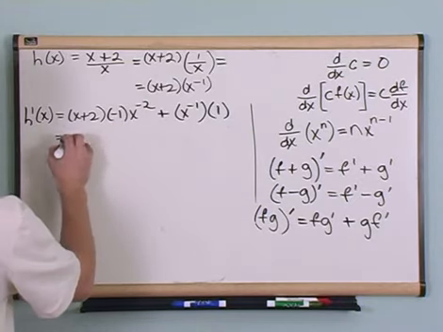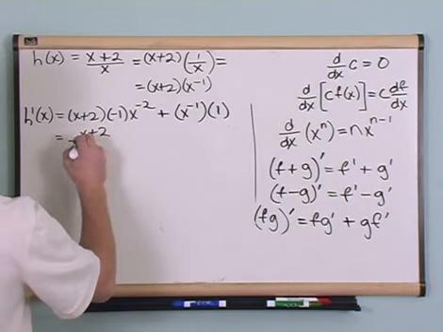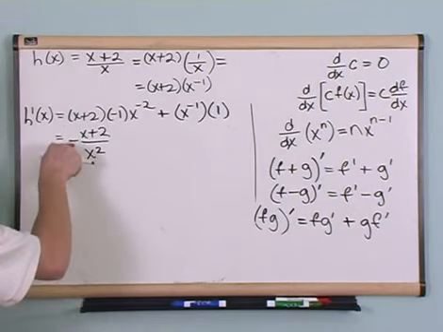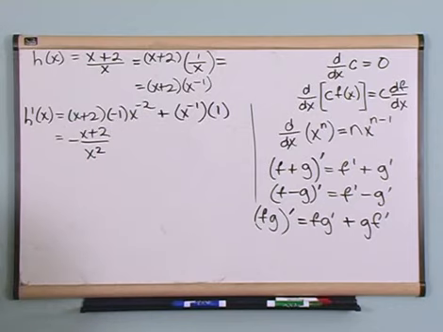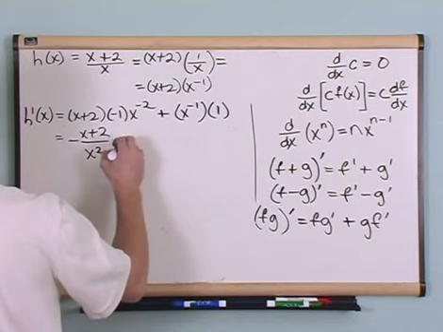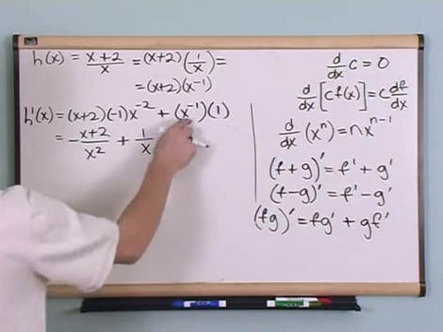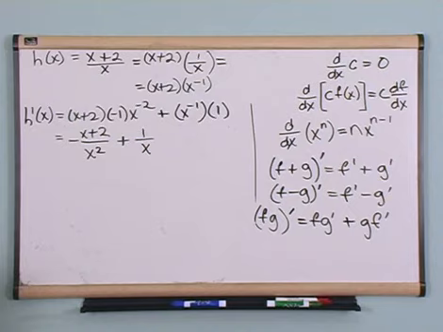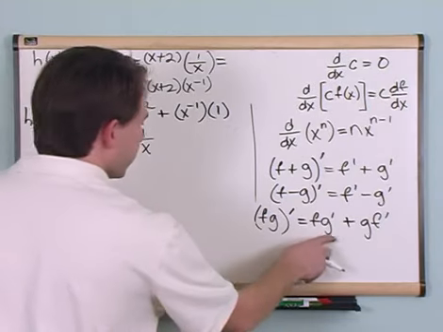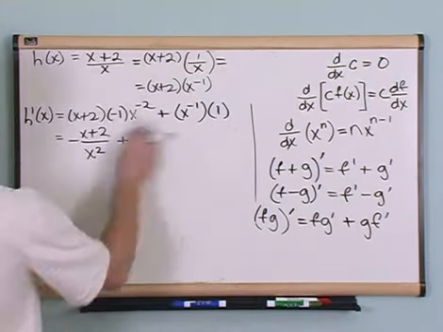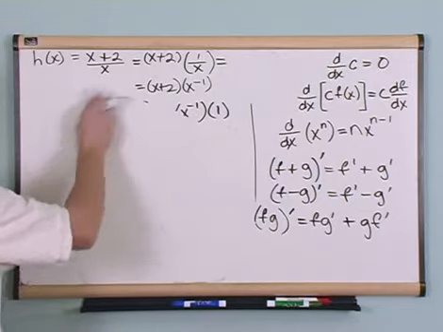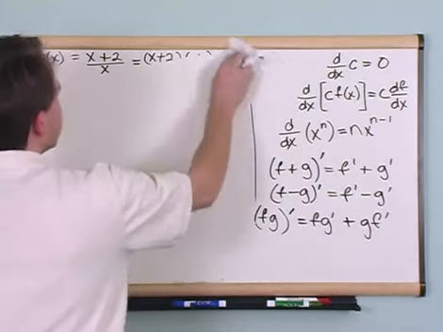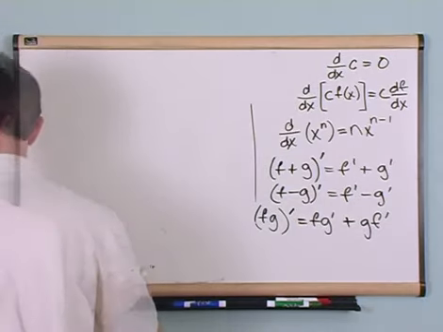is going to be negative x plus 2 over x squared. I just have the negative out front, x plus 2, put the x squared on the bottom because it's a negative exponent. And then over here, this is going to be plus 1 over x, which is this guy right here, 1 over x. So that's an example of how you would apply this: the first times the derivative of the second plus the second times the derivative of the first.